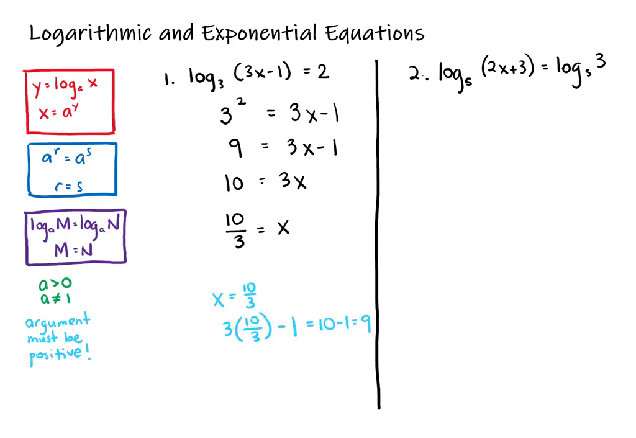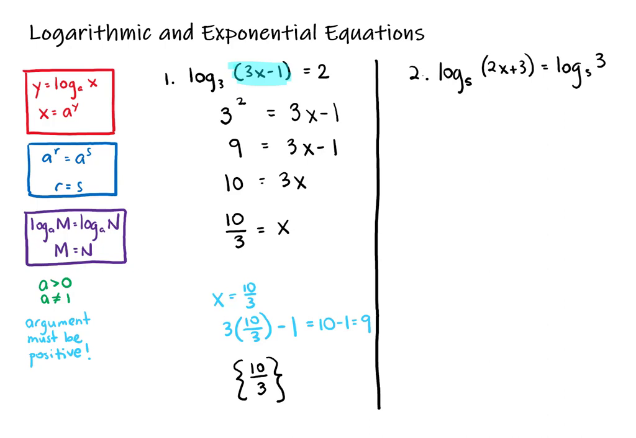And as you can see, I took the value of 10 over 3. I took that and plugged it into our argument. And when I plugged it in, I get the value of 9, which is a positive number, so that's valid. So I can use 10 over 3 as my solution. And you write your solutions in set notation.